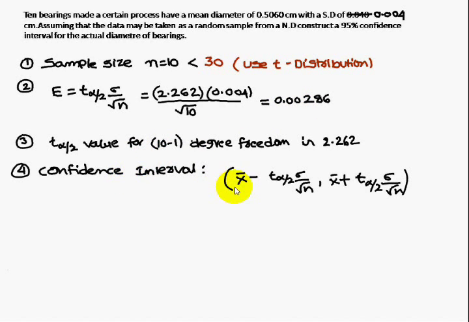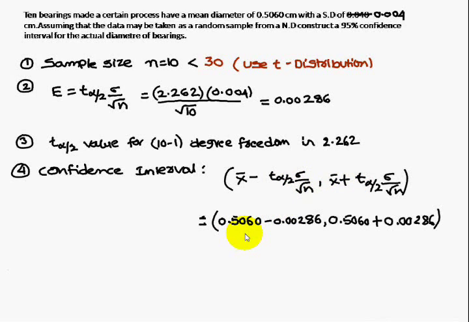The confidence interval is x bar minus error, x bar plus error. If you do this, the x bar value is 0.5060 minus error, 0.5060 plus error. Therefore you are going to get 0.5031 comma 0.5089. Here, why have you applied the t distribution? Because the n value is equal to 10, less than 30, that's why we are using the t distribution. Okay, thank you.